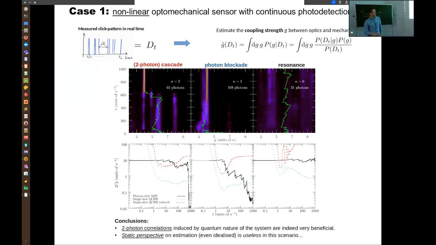So I just wanted to finish that. If you took a static perspective, remember I told you that you didn't do continuous measurement, you do a strong measurement. These are these lines here. This is useless because you have a system that goes to a steady state. So after a long time, you will not get information out. The whole point of continuous monitoring is that you get photons out all the time. So the longer you wait, the better.